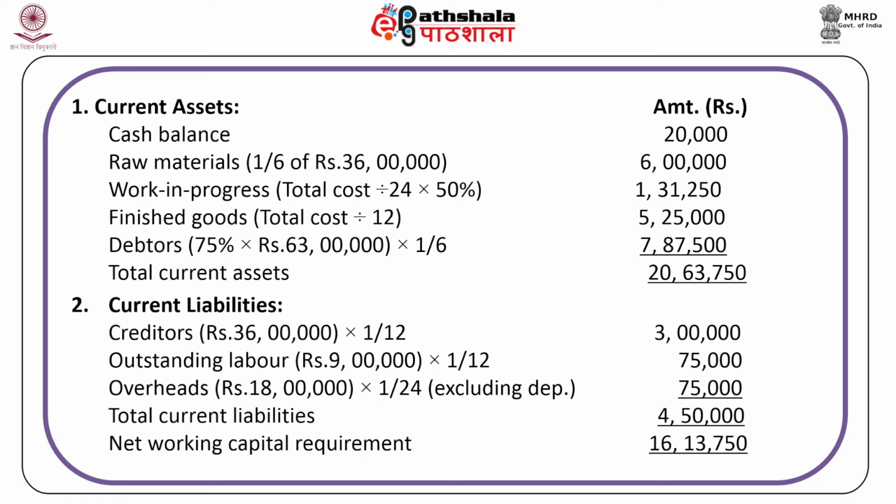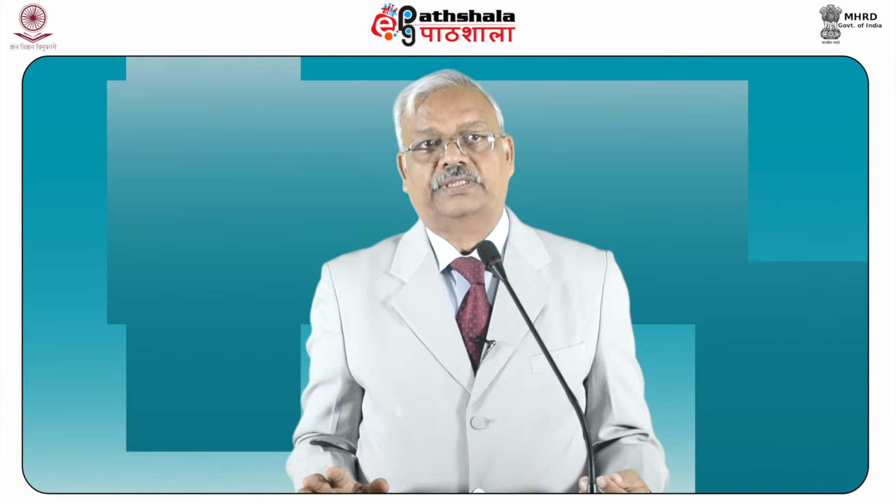Creditors are 36 lakhs into 1/12, 3 lakhs. Outstanding labor, because you are paying monthly wages, it comes to 9 lakhs into 1/12, 75,000. Overheads 18 lakhs divided by 24, we are excluding depreciation. So it comes to 75,000. So total current liabilities are 4,50,000. You deduct it from the total current assets. So the net working capital requirement is 16,13,750.